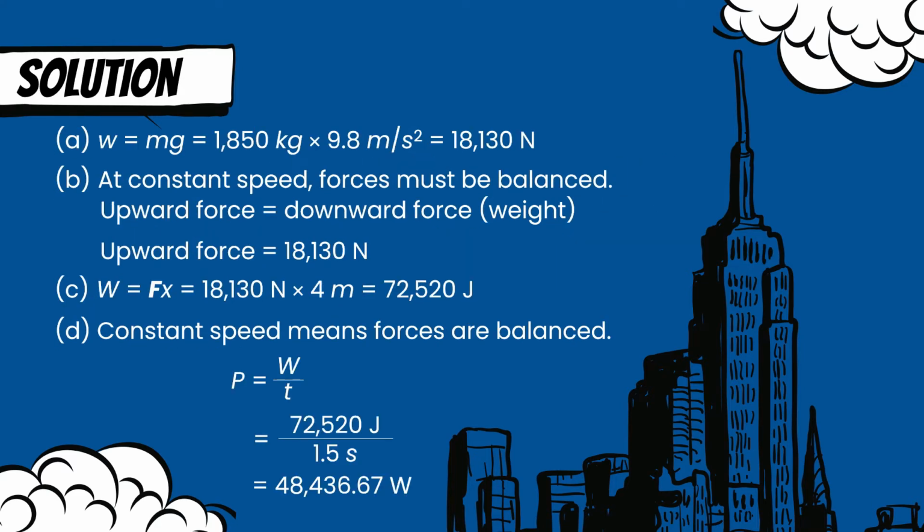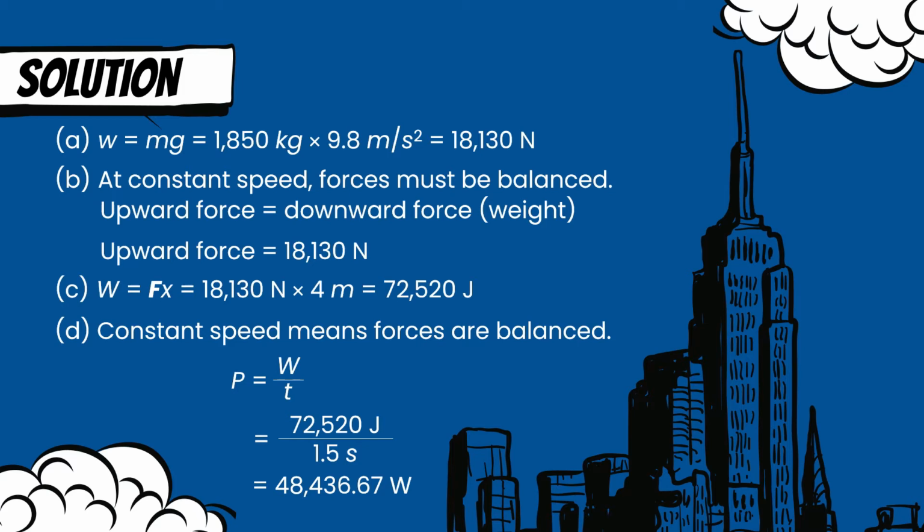To determine the weight of the completely loaded lift, we have weight is equal to mg, which is equal to 1,850 kilograms times 9.8 meters per second squared, which yields 18,130 newtons. For question B, at a constant speed, forces must be balanced. We have upward force is equal to downward force, or weight. Therefore, upward force is equal to 18,130 newtons. To determine the work done by the engine, we have work is equal to F times x, which is 18,130 newtons times 4 meters, which is equal to 72,520 joules.